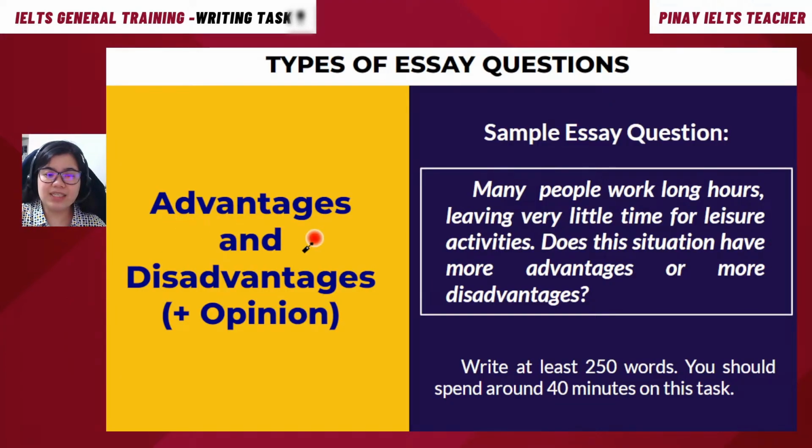Okay, next is advantages and disadvantages plus opinion. Example is, many people work long hours, leaving very little time for leisure activities. Does this situation have more advantages or more disadvantages? So clearly, it's an advantage and disadvantage type of essay, but the difference is it's now asking your opinion of what weighs more. Is it more disadvantages than advantages? So that's asking you to weigh. It's now asking you to give your opinion, not just present the advantages and disadvantages.